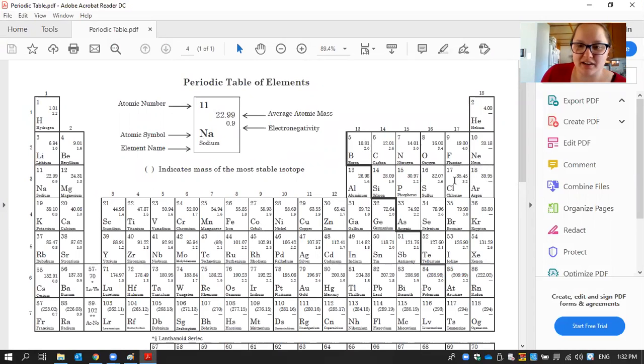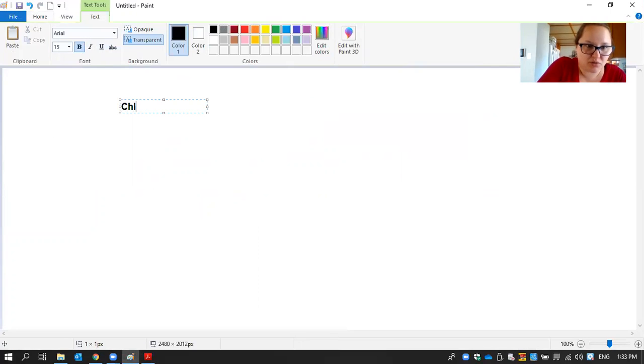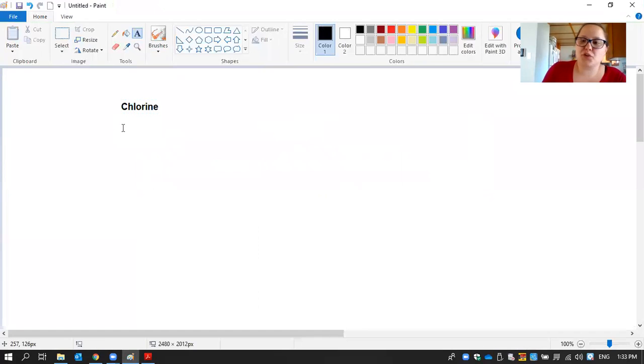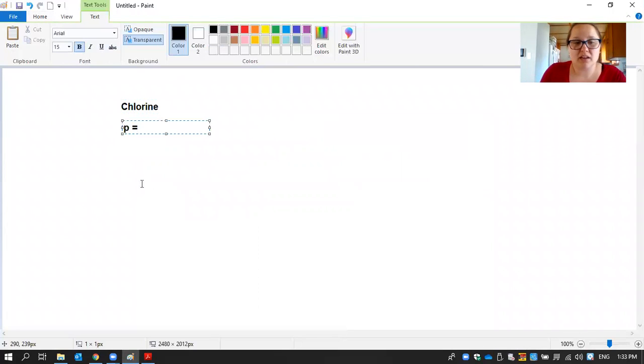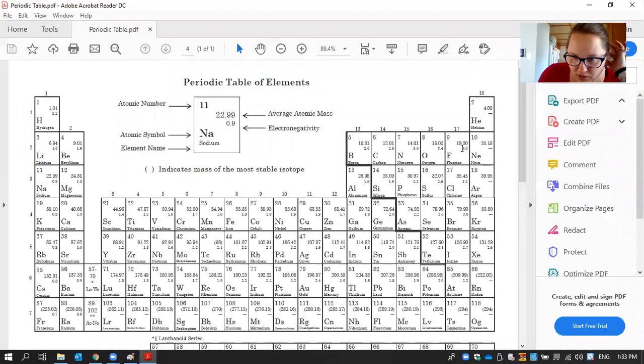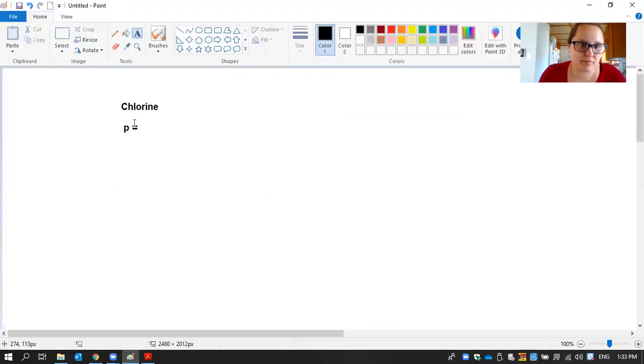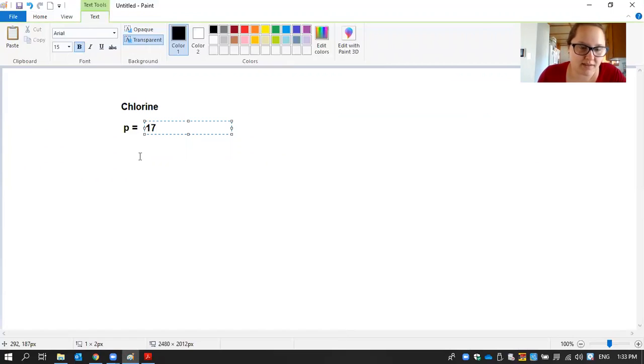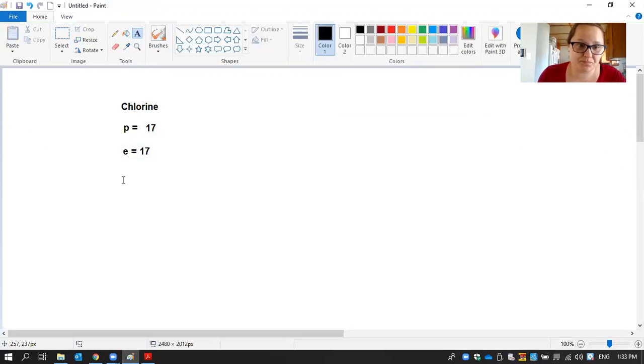It's really close to neon here. So when we're drawing chlorine, we can start off by writing down the atomic symbol or even just the name. So here we're gonna do chlorine. Your first step, as always, is to find the number of protons, electrons, and neutrons. Your number of protons is equal to the atomic number, which is 17. And in an atom, that is also equal to your number of electrons, so your electrons is also 17.